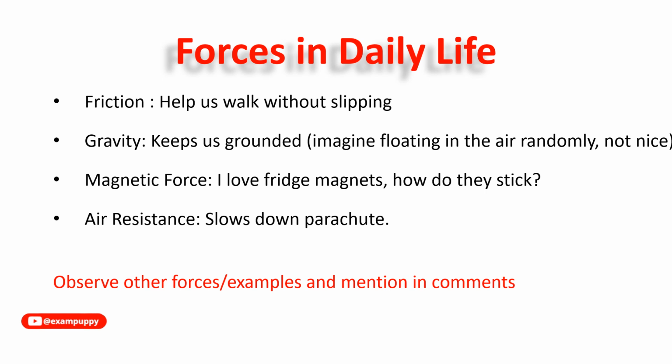Air resistance. Have you ever seen parachutes falling down to the ground? Paratroopers jump off the plane, they open the parachute, and all of a sudden their fall slows down. But how? The air which is trapped under the parachute gives enough resistance for the motion of the falling body to slow down, and air resistance is a type of force. I want you to observe more examples around you and enter them in the comment section.